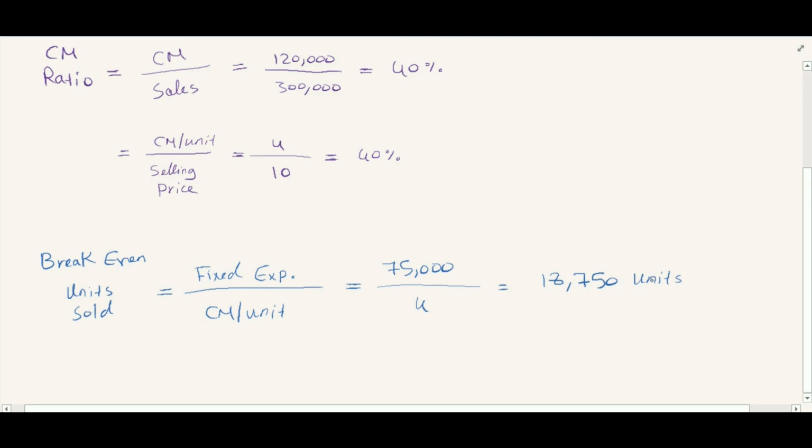So what does that mean? That means that the company should sell 18,750 units in order to break even. Breaking even means that the operating income will be 0. So the company will only cover its variable costs and fixed costs.